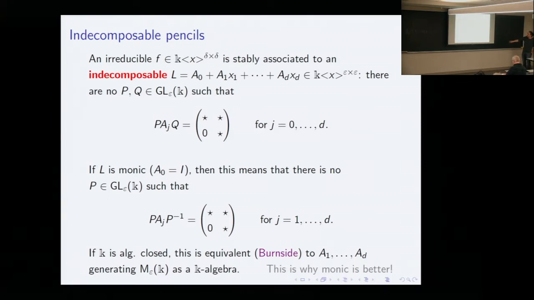So this is equivalent to them generating a full algebra. And you see, this is much easier to check a priori than this, right? Here you're looking for a common invariant subspace, that's annoying. And here I'm just going to start making products of matrices and check how big an algebra they span. So that's probably the main reason why the monic situation is much better than the non-monic situation, because there you don't have an equivalent statement like Burnside's.